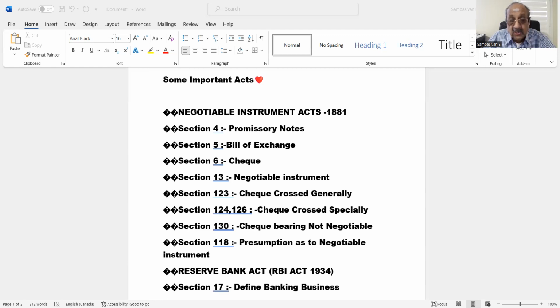If a bearer check is crossed, it cannot be paid to an unidentified person, since payment is to be routed through a bank account and no bank account will be opened in the name of a person who is not having valid identification documents. That is the change between 2001 and now. Now that Aadhaar has come, PAN card has come.